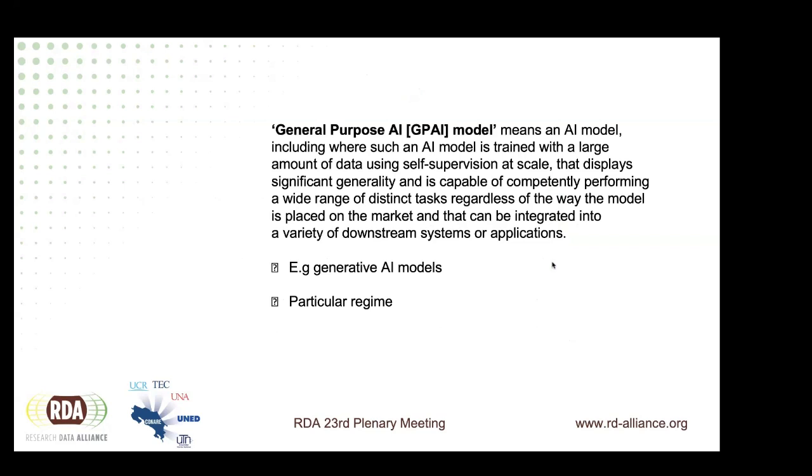This includes general purpose artificial intelligence models, such as, for example, the GPT model that can handle many different tasks for different purposes and be integrated in downstream applications. These models are particularly framed due to the specific challenges they raise, notably in terms of calculation power, but also in terms of risks of manipulation of users, of hallucinations, and of disinformation, for example.